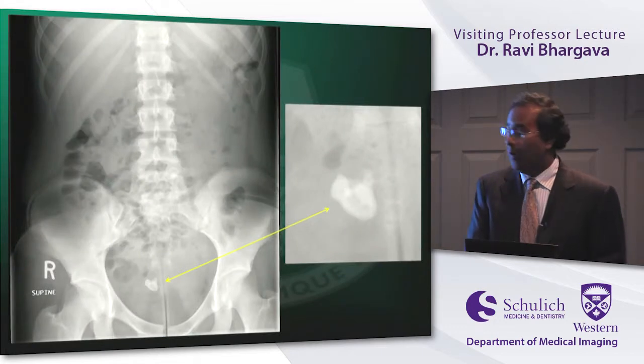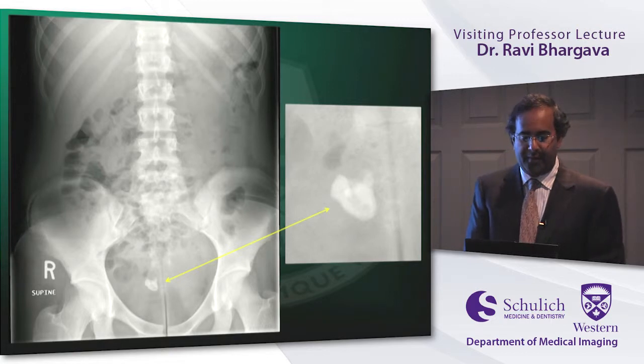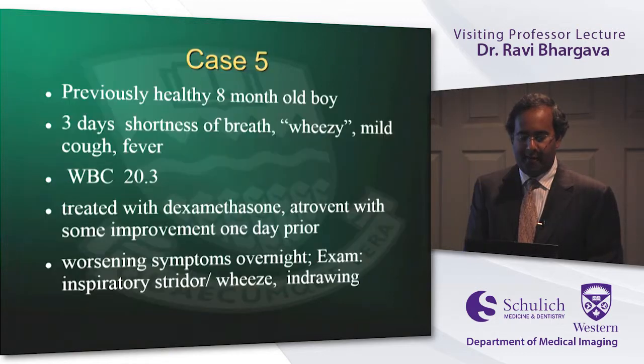You can see calcifications also in ovarian tumors. This is calcification in a tooth in a child with a dermoid.